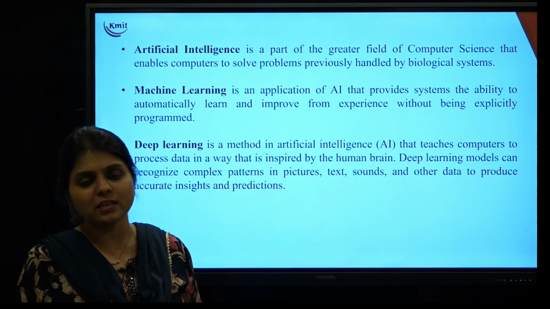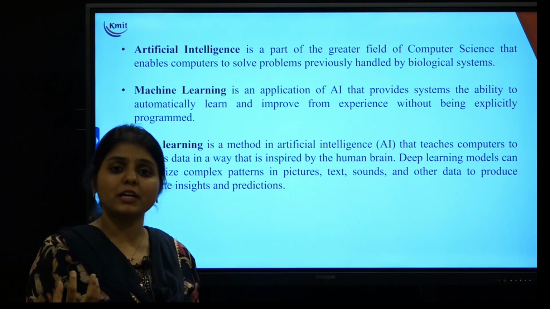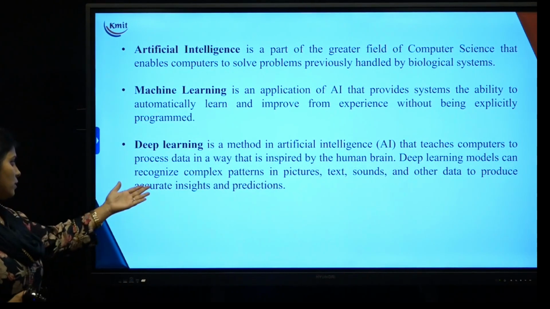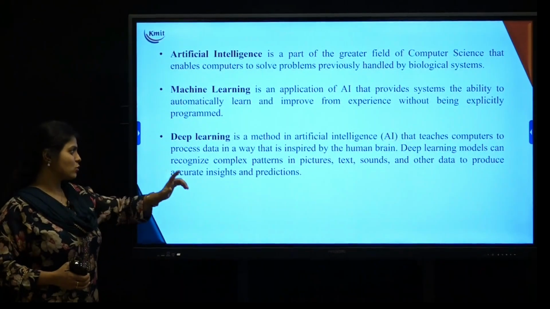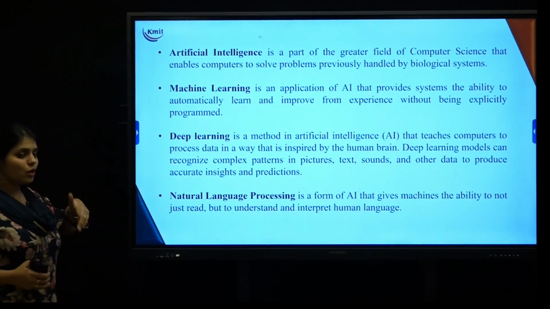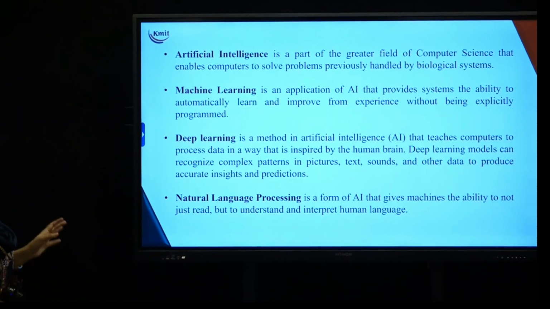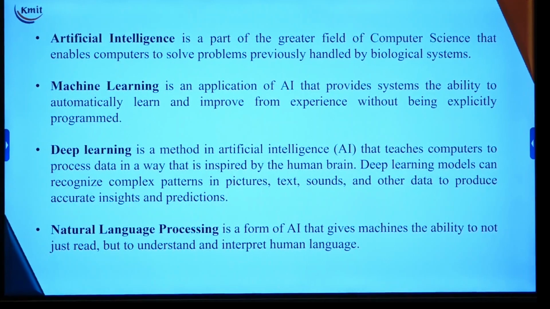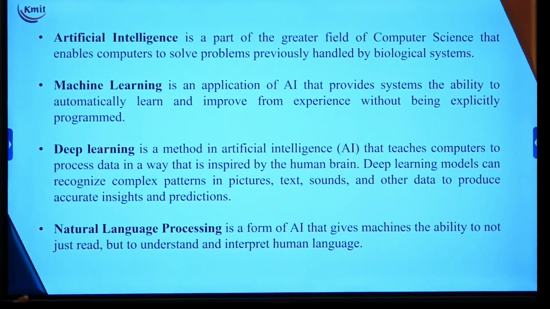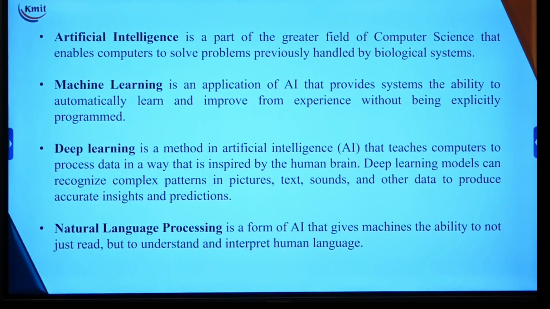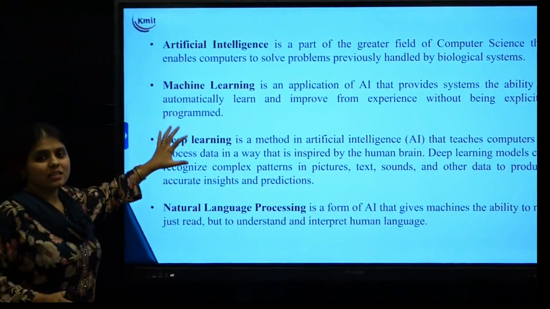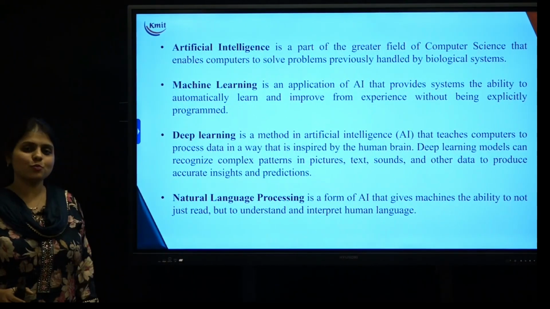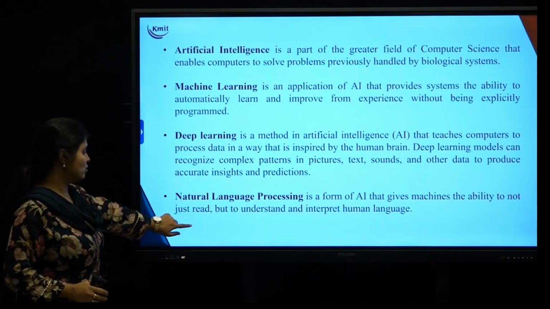neural networks we have studied that machine learning has the capability to understand like how humans do with respect to images, right? So it processes pictures, text, some sounds and produces accurate insights and predictions. Now when I talk about natural language processing, this is also a form of AI. Now this gives the machine the ability not just to read or understand images, but to understand human language. Okay, so in machine learning, we started with text, images, text and sound, and then here is human language processing, such that the computer will respond to that.